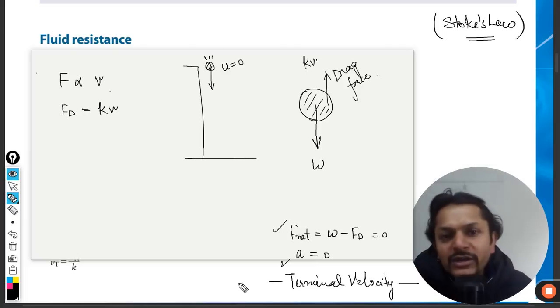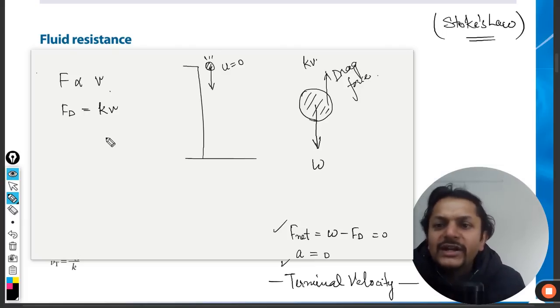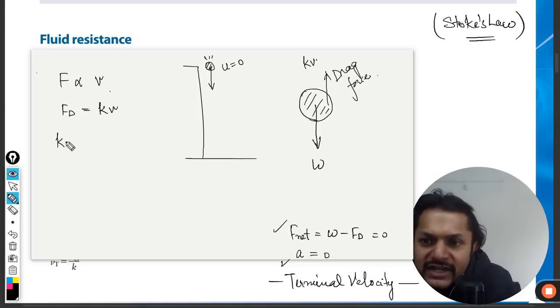How to find this terminal velocity? Obviously we will just equate these two forces. So we will say that Fd is equal to the weight, which is mg. From here you can find the velocity, which is coming out to be mg by k.